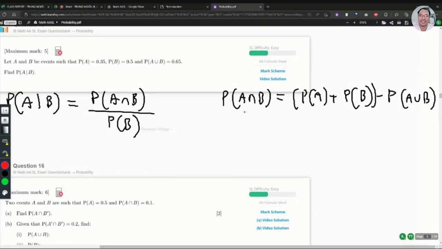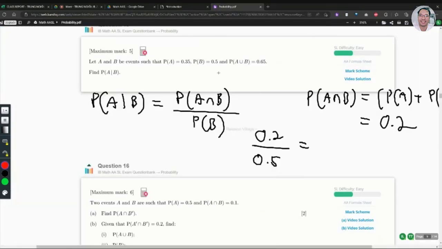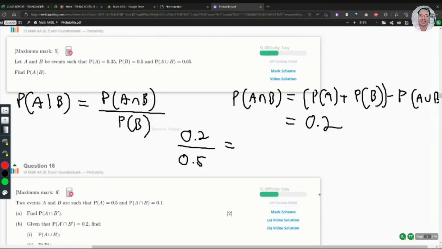So that is 0.35 added with 0.5 and subtract 0.65, which is 0.2. That is the value on the top, the numerator, and the value on the denominator was already given, 0.5. So this is the ratio, the result that we find: 0.2 divided by 0.5 is 0.4. Okay, so this is the answer.